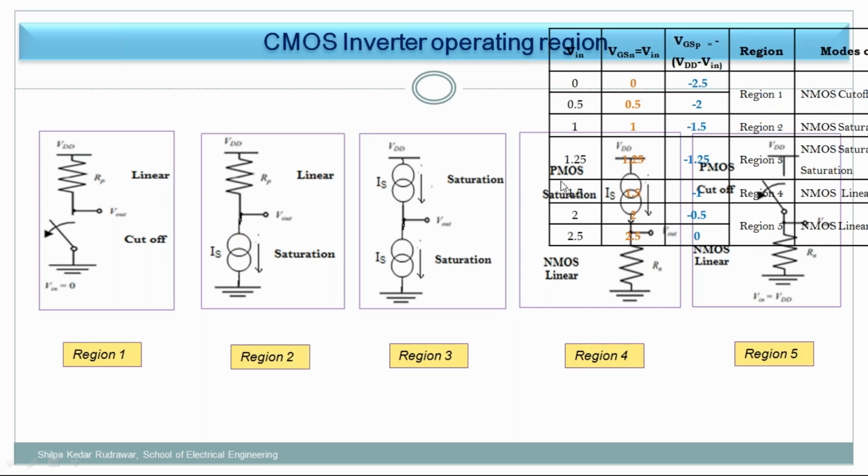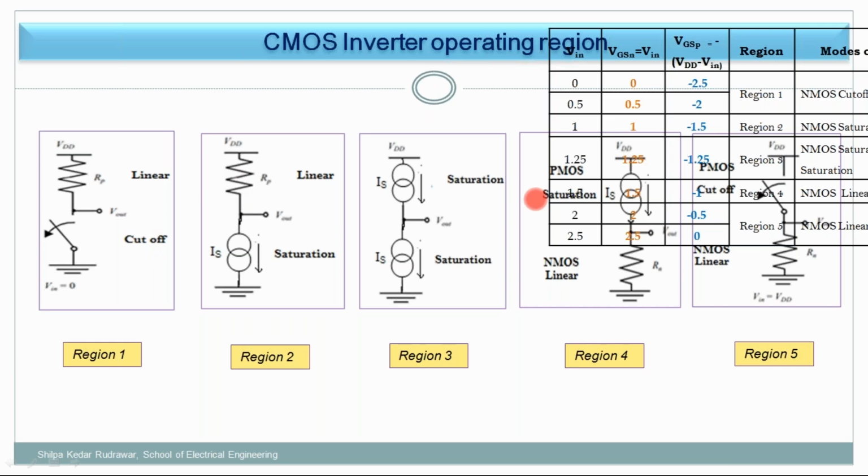Just see. In the saturation region, I told you your device is acting as a constant current source, and that's why this is the symbol of constant current source. When my NMOS is in saturation, it will be denoted by a constant current source. When PMOS is in saturation, the PMOS lives in the pull-up network, so it will be shown by a constant current source. So the saturation region is represented by a constant current source. Linear region is represented by resistor, and cutoff is represented by open switch.